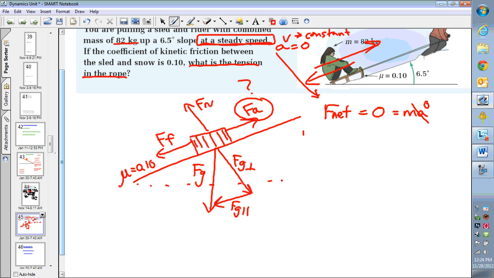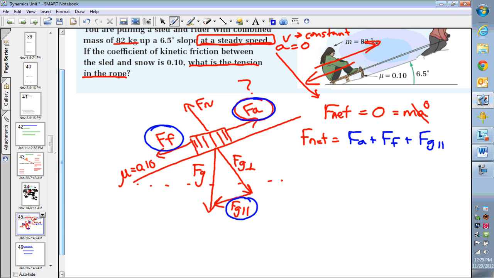So the other thing for F net, I told you in the last example that it's all the forces that are added up in the same direction. So the forces I have, I'm just going to circle them in blue. I've got a FA, I've got friction, and I've got this part of gravity that I have to add up. So FA plus FF plus FG parallel. Now I recognize some of these are going to be negative. FG is going to be a negative. FF is going to be a negative. And hopefully my FA will be positive.